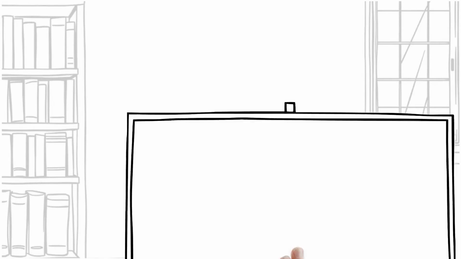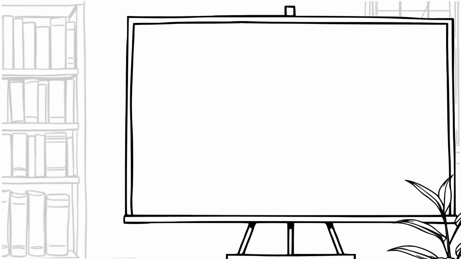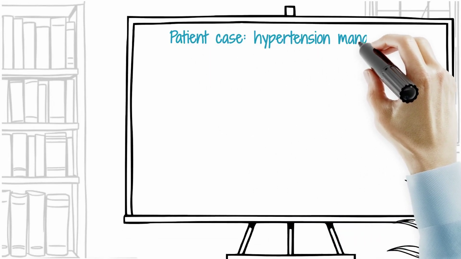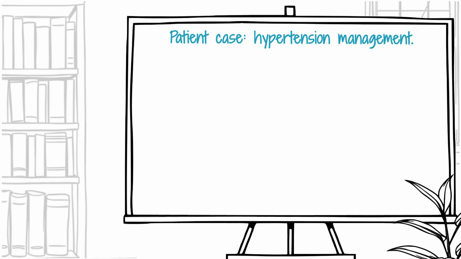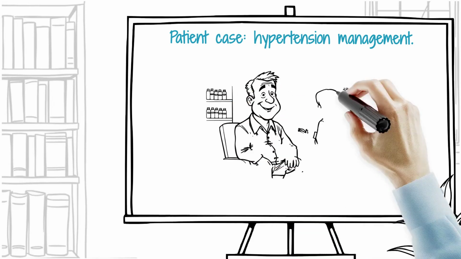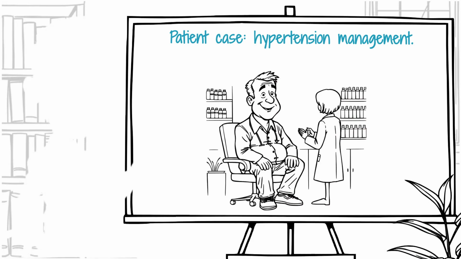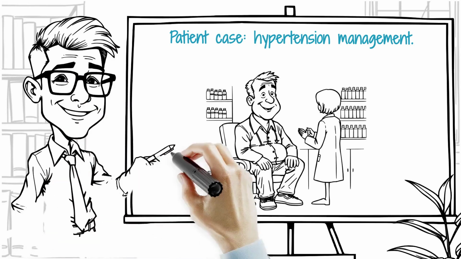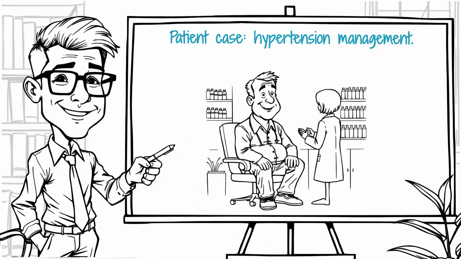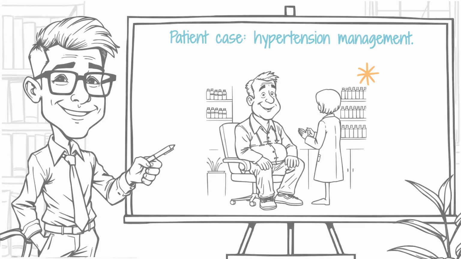Imagine you're presented with a patient case that involves a prescription for hypertension management. The prescription reads lisinopril 10 milligrams orally once daily. The scenario provides further details. The patient is a 45-year-old male with a medical history of stage 2 hypertension, type 2 diabetes, and mild renal impairment. His current medications include metformin and atorvastatin.